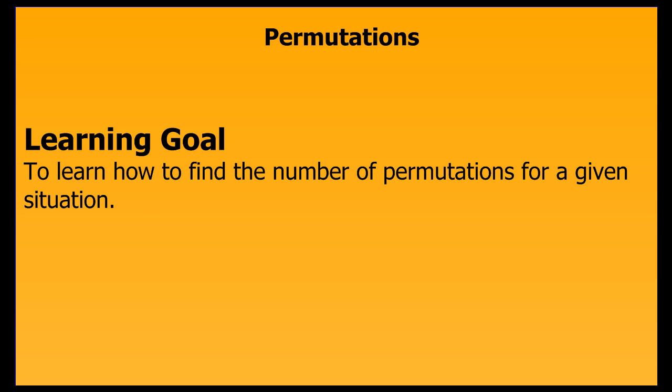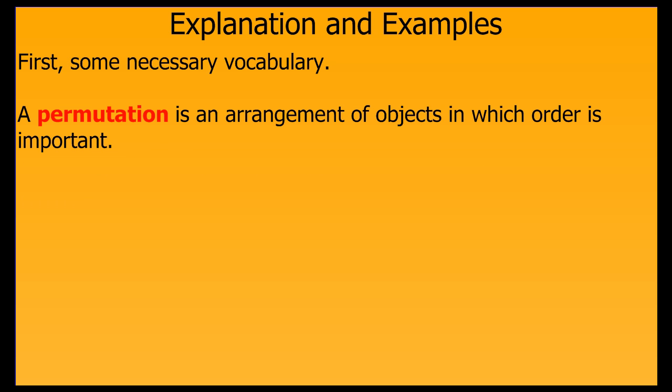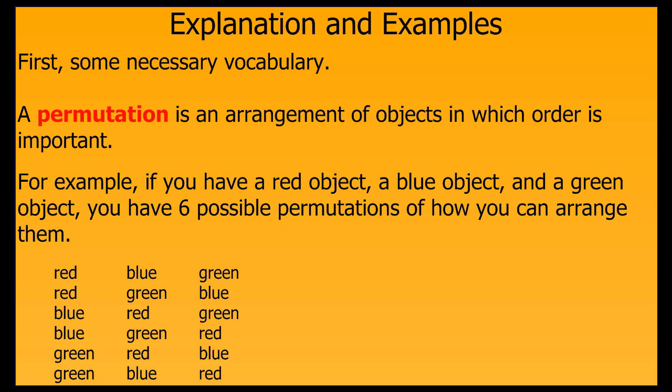Welcome to Algebra 1. The learning goal for this episode is to learn how to find the number of permutations for a given situation. First, some necessary vocabulary. A permutation is an arrangement of objects in which order is important. For example, if you have a red object, a blue object, and a green object, you have 6 possible permutations of how you can arrange them.